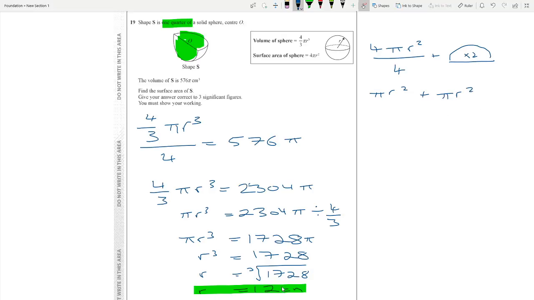Okay, we know what r is. r is 12, so we're going to have pi r squared. When r is 12, 12 squared is 144 pi. Add, again the same, 144 pi. That simplifies down to 288 pi.